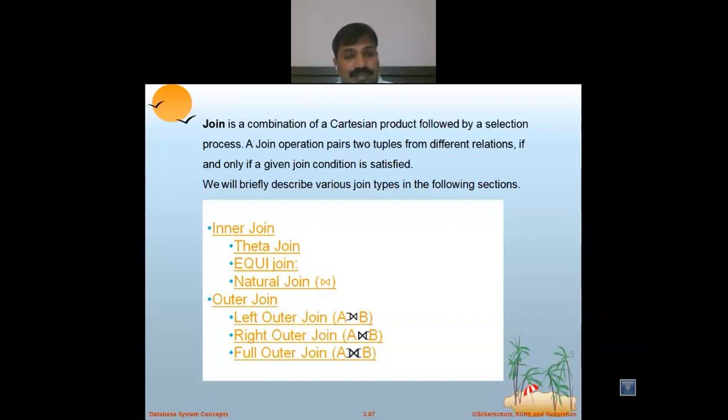In the next lecture we will discuss how we can create a table and how we can manipulate the table. All those things we will discuss later.